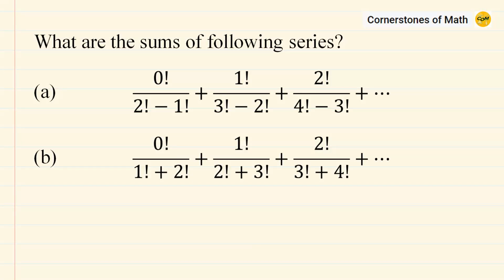Today we are going to evaluate the sums of two series. The first series is 0 factorial over 2 factorial minus 1 factorial, plus 1 factorial over 3 factorial minus 2 factorial, plus 2 factorial over 4 factorial minus 3 factorial, and so on. And the second series is 0 factorial over 1 factorial plus 2 factorial, plus 1 factorial over 2 factorial plus 3 factorial, plus 2 factorial over 3 factorial plus 4 factorial, and so on.